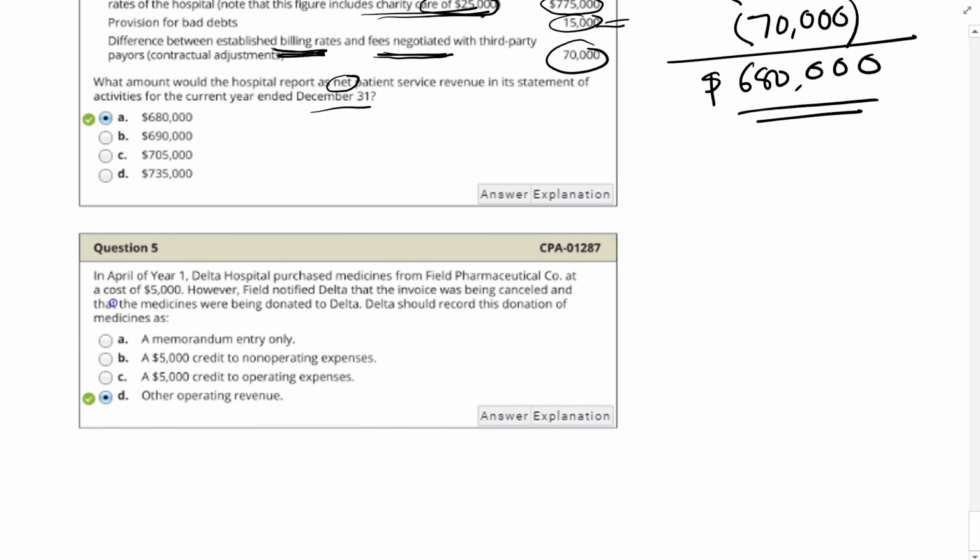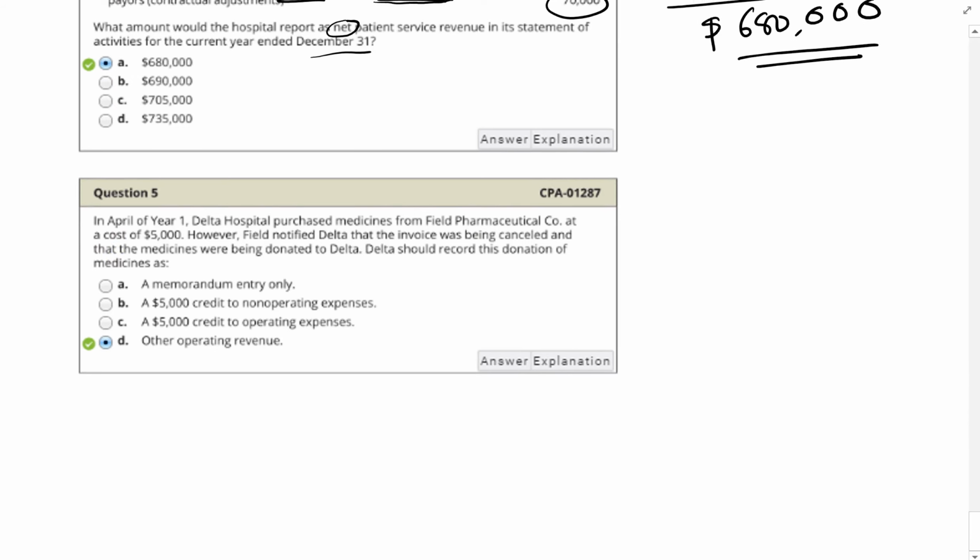Now the next question: in April of year 1, Delta Hospital purchased medicines from Field Pharmaceutical at a cost of $5,000. However, Field notified Delta that the invoice was being cancelled and the medicine was being donated. Delta should record this donation of medicine as. So now the question is, they basically wanted to purchase it, but later it is cancelled, and they are receiving those medicines as a donation.